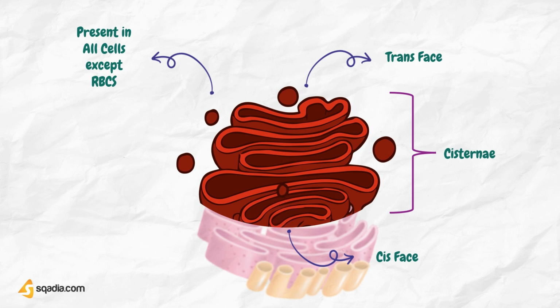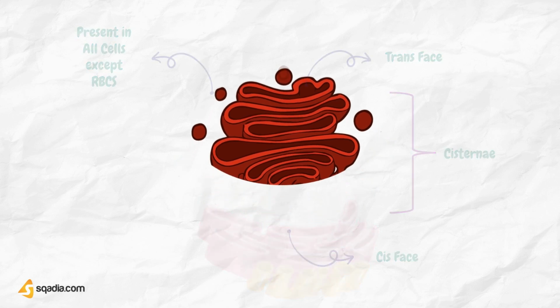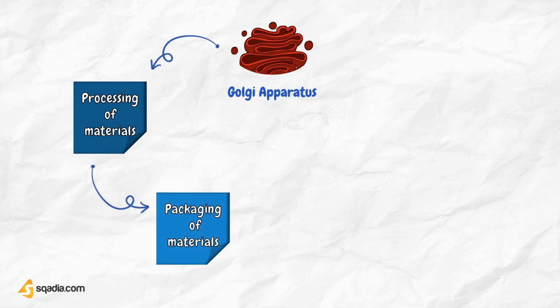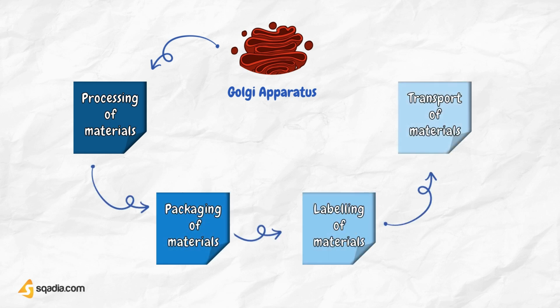Reticular vesicles from the endoplasmic reticulum enter the Golgi apparatus through the cis face. The trans face is situated near the cell membrane. The processed substances make their exit from the Golgi apparatus through the trans face. Major functions of the Golgi apparatus are processing, packing, labeling, and delivery of proteins and other molecules like lipids to different parts of the cell. Because of this, the Golgi apparatus is called the post office or the shipping department of the cell.